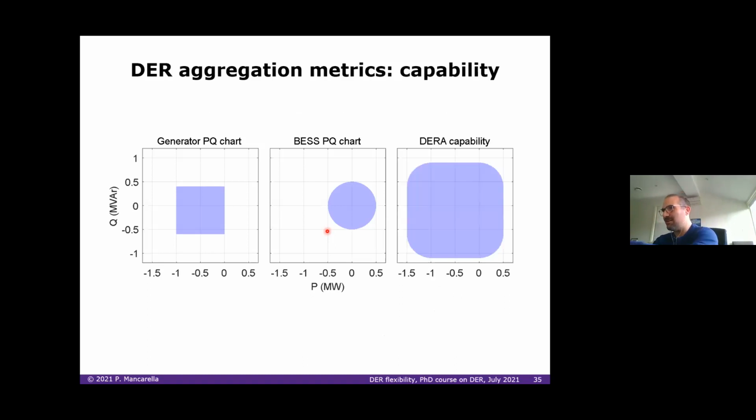The solution is this. The overall capability of the sum is this. And how have I calculated this? This is coming from the Minkowski sum. So the operation of summing these two regions is mathematically a vectorial sum, done through Minkowski summation.